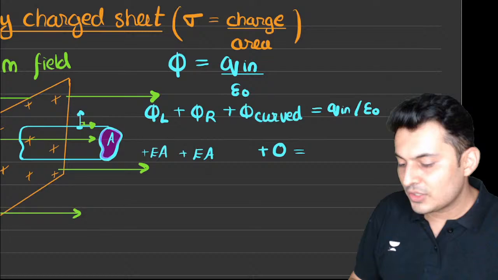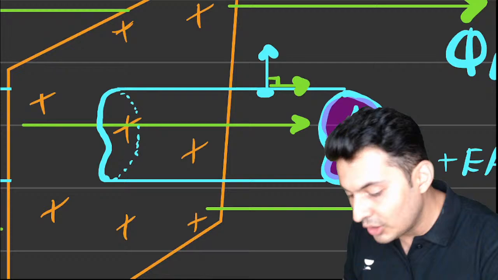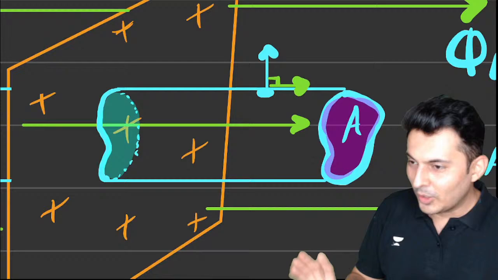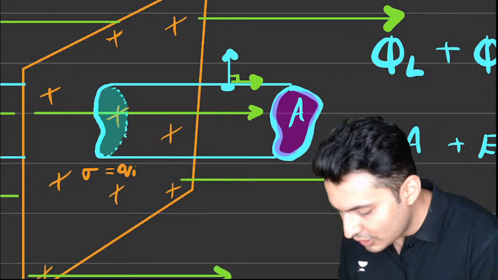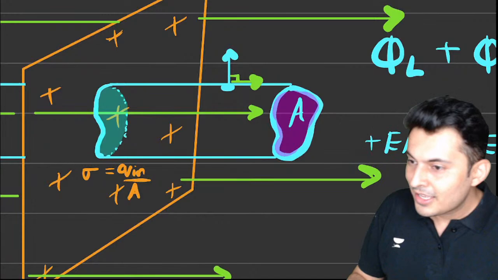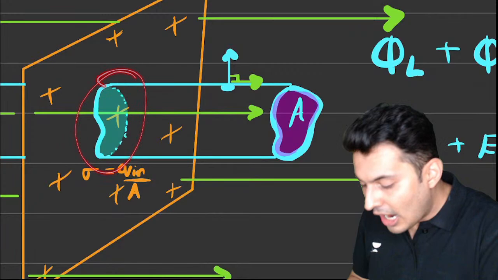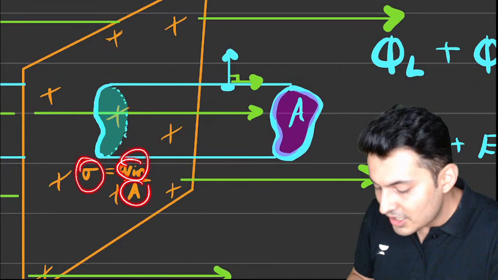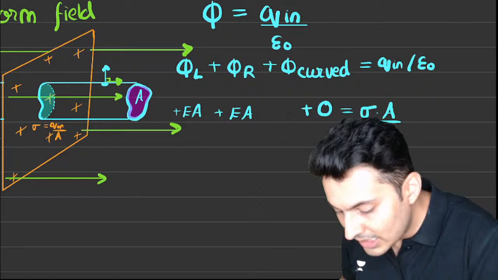And the enclosed charge, this is very interesting. How much charge do you think the Gaussian surface is cutting inside that sheet? How much charge is there in this particular enclosed part? Come on, guys, only that much part. Sigma is Q in by that particular area. Isn't that right? That entire Gaussian surface is piercing through this sheet. How much charge is there in this part? Q in. And how much area? That same area A. So that is your surface charge density, enclosed charge by area. So Q in will be sigma A, that divided by epsilon naught.